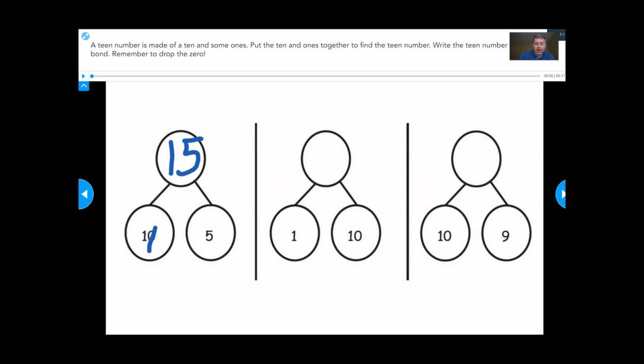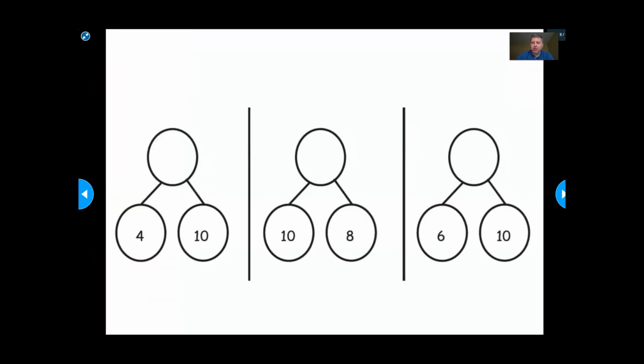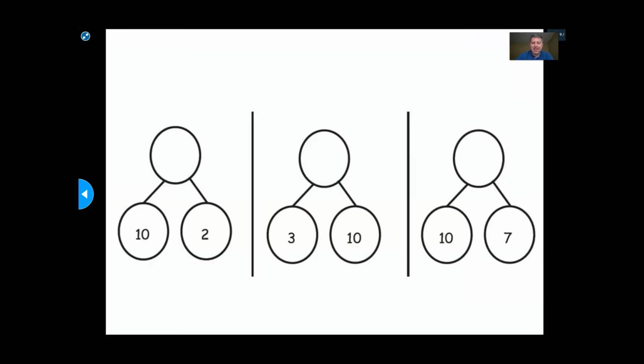Let's do it again. I have a 1 and a 10. Let's start with the 10, friends. Drop that 0. 1 10 and 1 1 is 11. And one more, friends. Start with the 10. Drop the 0. 1 and 9 is 19. Good job, friends. So you'll do that and do it some more and practice one more time. And then there's the lesson.